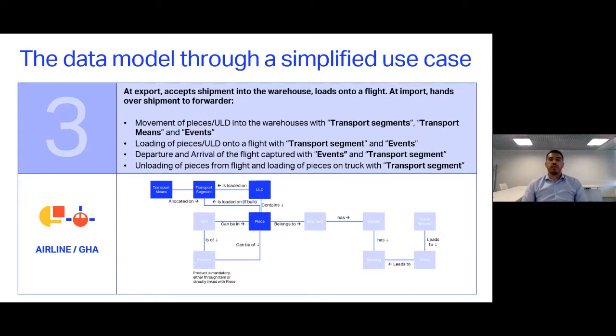And then the unloading of the pieces from the flight and loading on a specific truck to go to the forwarder can be recorded through a transport segment and, of course, associated with the transport means, being the truck in this case. So as you see here in terms of data model, the main objects that are impacted are transport means and transport segments, as they represent basically the movements of the shipment between the warehouses. And the ULD and piece objects are also important here, as they represent the shipment.